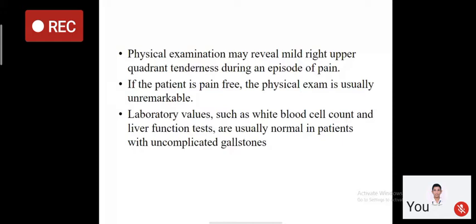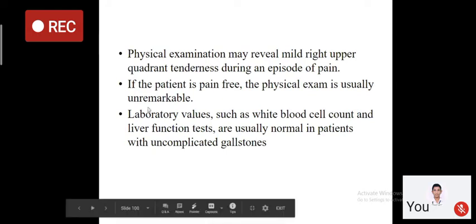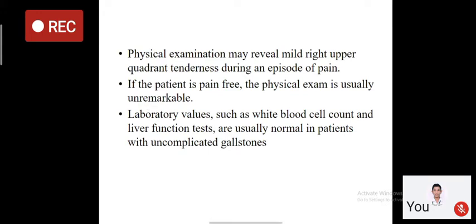So what are the physical findings? If you do a physical examination of a patient with chronic cholecystitis, what are the physical findings? You will find mild right upper quadrant tenderness, but mind you, this tenderness is present only if there is an episode of pain. If there is no pain, you will not find any tenderness in the right upper quadrant. If the patient is pain free, the physical examination is unremarkable. It means you will find the abdominal findings absolutely normal if there is no pain.